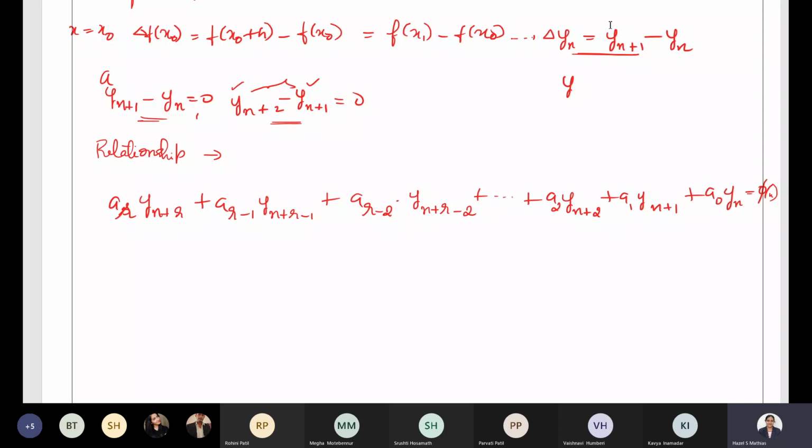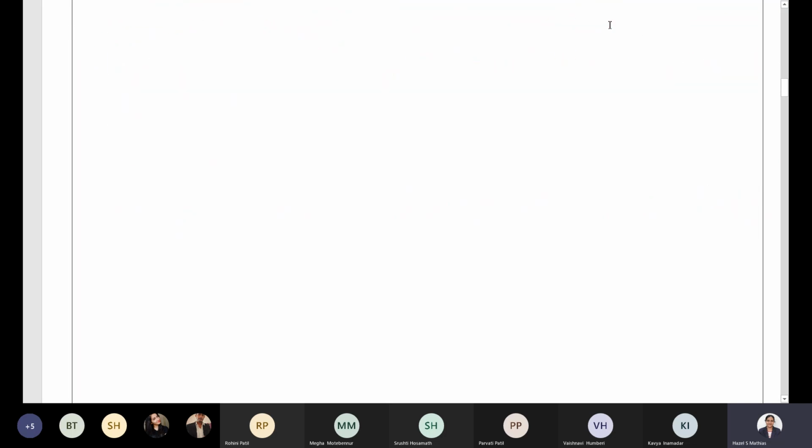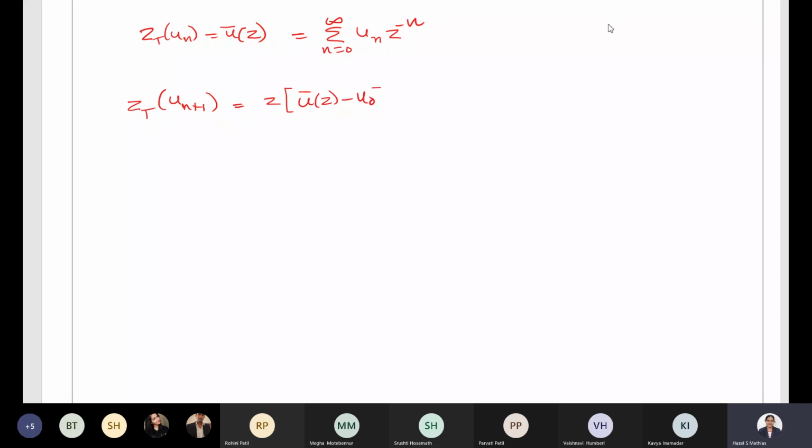So here we will be dealing with difference equations. What you need to know are some applications and properties which we have already discussed. From the definition of Z transforms, if the Z transform of un is denoted by u bar of z, that is the summation n equal to 0 to infinity of un z power minus n. Then, from the left shifting rule, Z transform of un plus 1 is equal to z into u bar of z minus u naught.